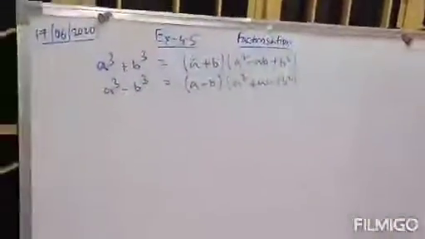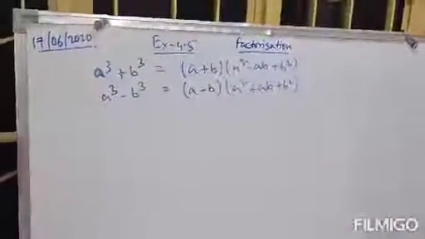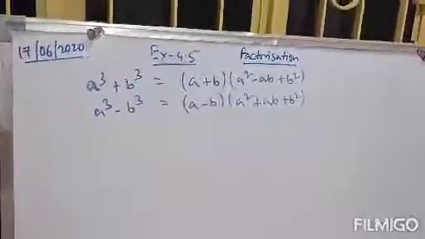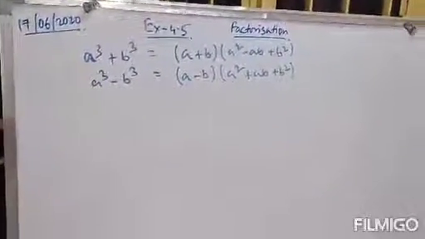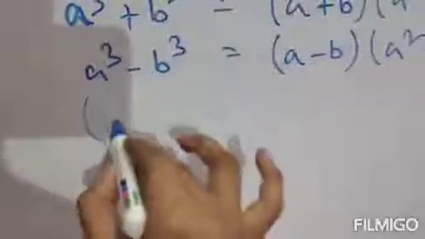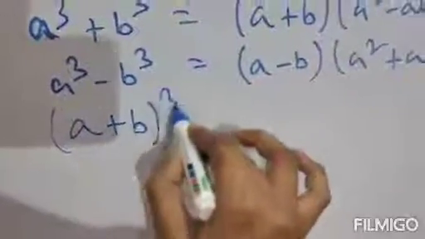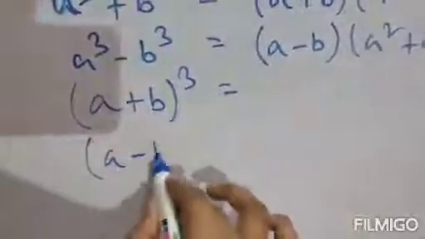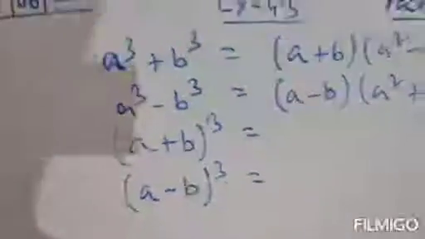The two formulas: a cubed plus b cubed is a plus b into a square minus ab plus b square, and a cubed minus b cubed is a minus b into a square plus ab plus b square. Two more formulas, just write a plus b whole to the power 3 and a minus b whole to the power 3.